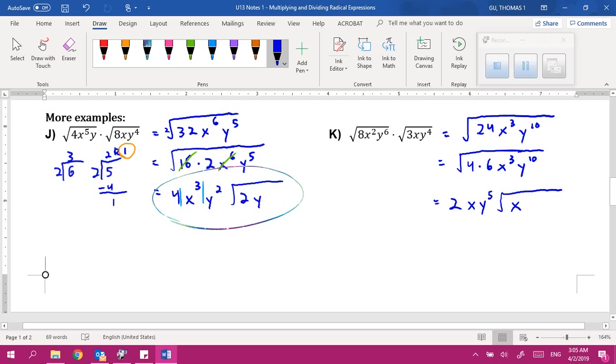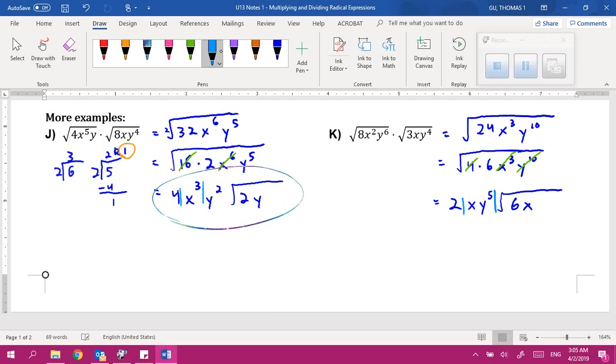All right, and what else did I not use? I already took care of the 4, I already took care of the x cubed, I already took care of the y to the 10th. What did I not use? The 6, so the 6 is going to be on the inside as well, so it should be 6x on the inside. Now notice, remember this is an even index, it's a 2, and my odd exponents are both of these terms. The x has an exponent of 1, the y has an exponent of 5, so both of those terms need absolute value signs around them. Boom, that's my final answer right there.